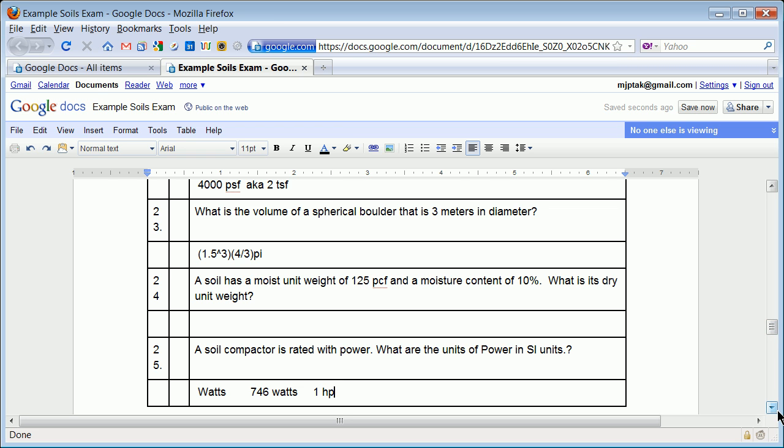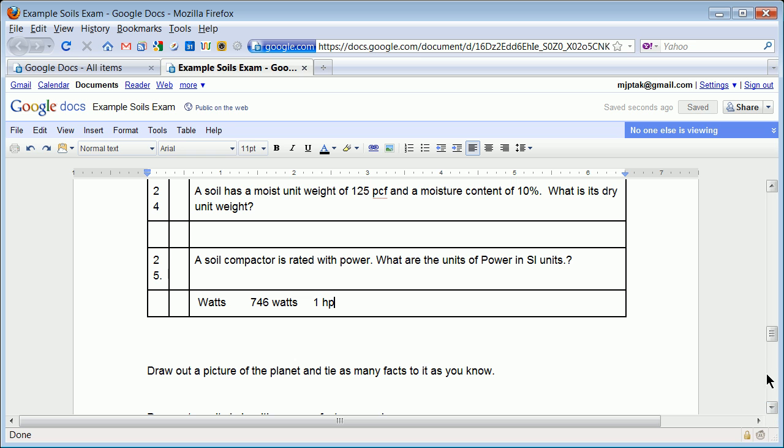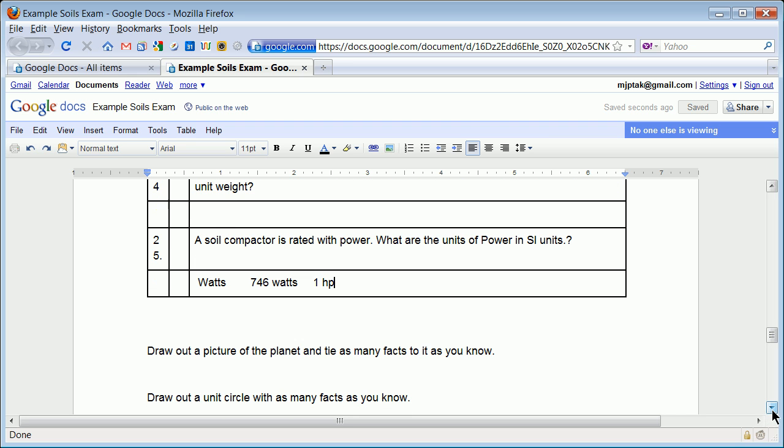We're going to keep going. 25 questions. We're finished with the exam. In terms of a half exam, a lot of these are knowledge-based questions. There were some computations, and those were typically to use your work or torque. Moisture content. So, draw out a picture of the planet and tie as many facts as you know.